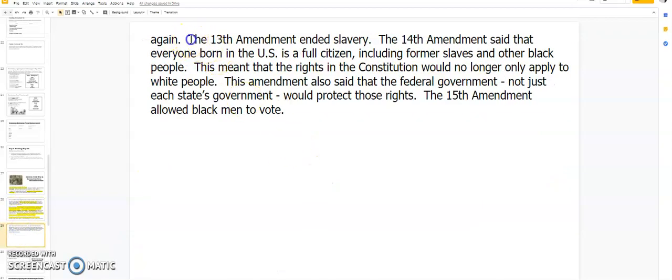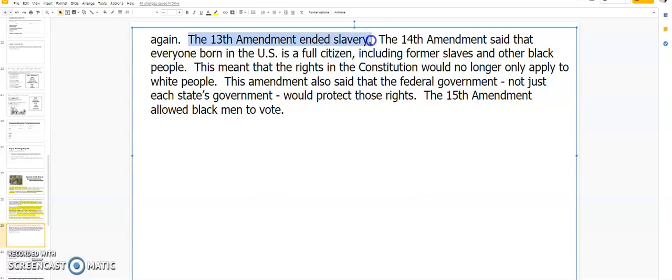The 13th Amendment ended slavery. Well, that sounds pretty important, doesn't it? So we're going to add that. Sorry about the beeping. The 14th Amendment said that everyone born in the U.S. is a full citizen, including former slaves and other black people. That's going to be very important as well.